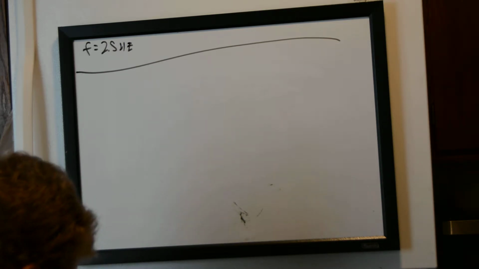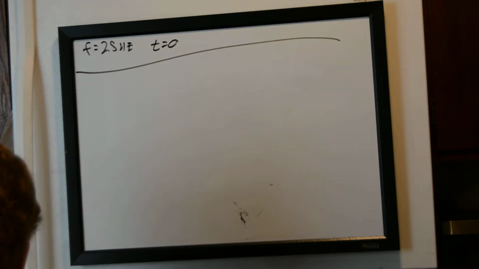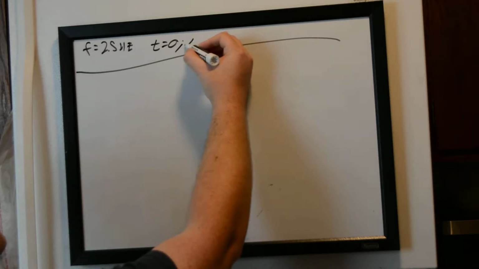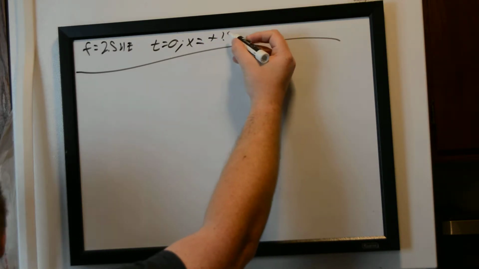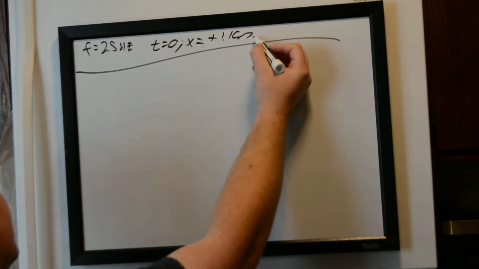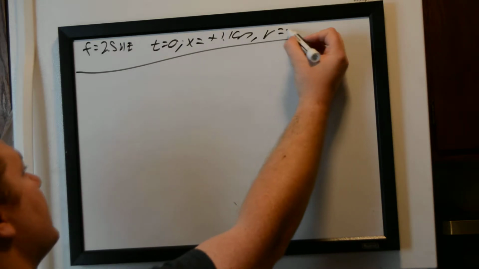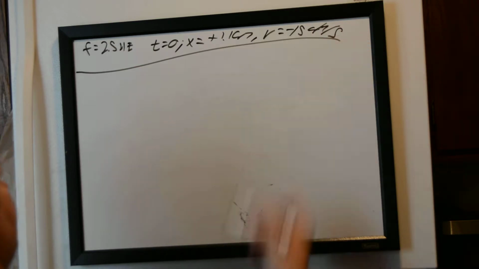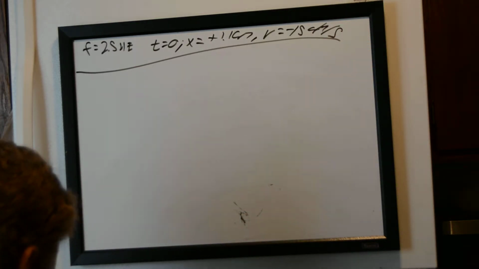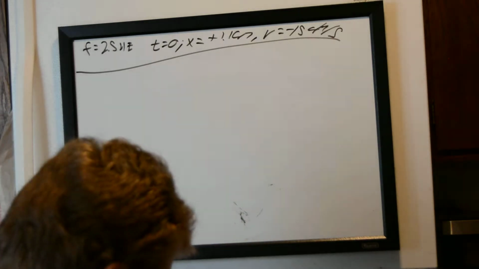And we know that at t is equal to 0, so our starting point, we have that our position x is equal to positive 1.1 centimeters. And at that point, the velocity is negative 15 centimeters per second. Alright, so the first part of the problem is to find the acceleration at t is equal to 0.